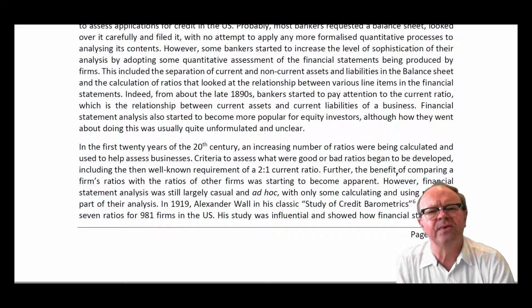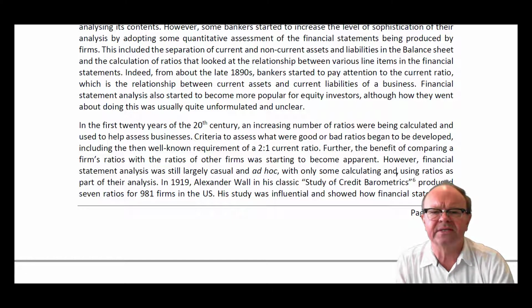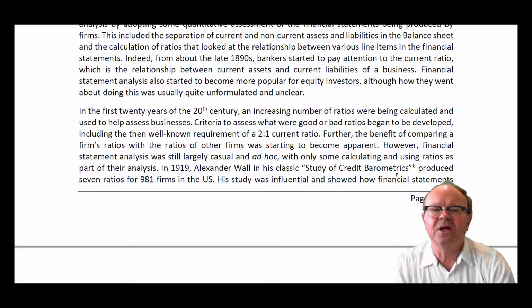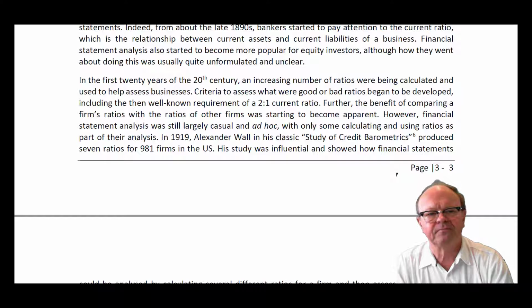However, some bankers started to increase the level of sophistication of their analysis by adopting some quantitative assessment of the financial statements being produced by firms. This included the separation of current and non-current assets and liabilities in the balance sheet and the calculation of ratios that looked at the relationship between various line items in the financial statements. Indeed, from about the late 1890s, bankers started to pay attention to the current ratio, which is the relationship between current assets and current liabilities of a business.